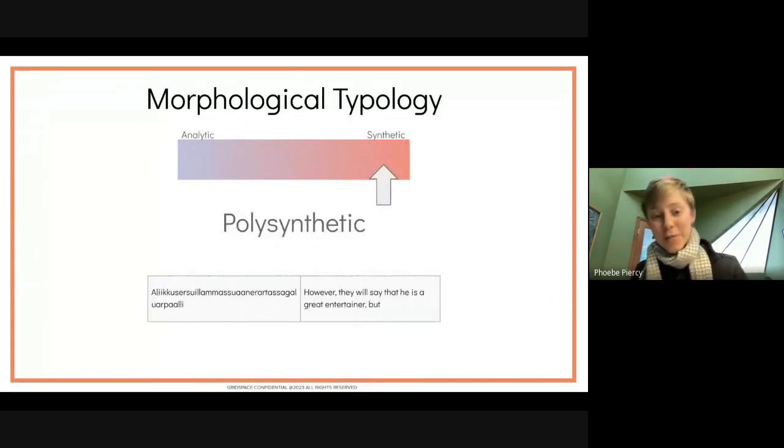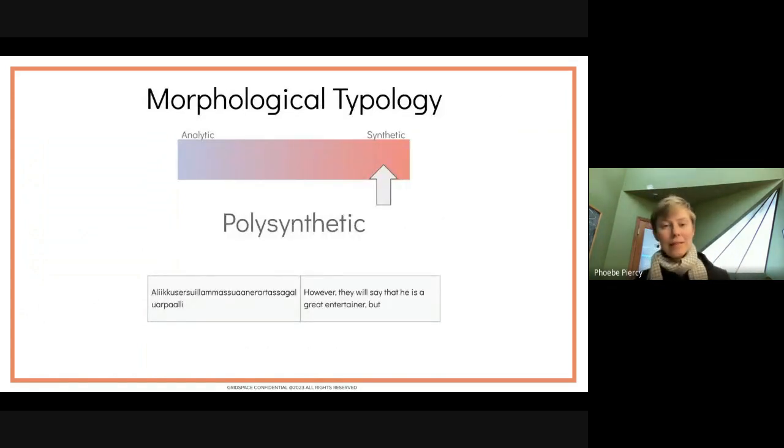And taking this even further, you get things like Greenlandic, which is polysynthetic. So a polysynthetic language is, you can just keep adding morphemes together. You don't have to split them into words.